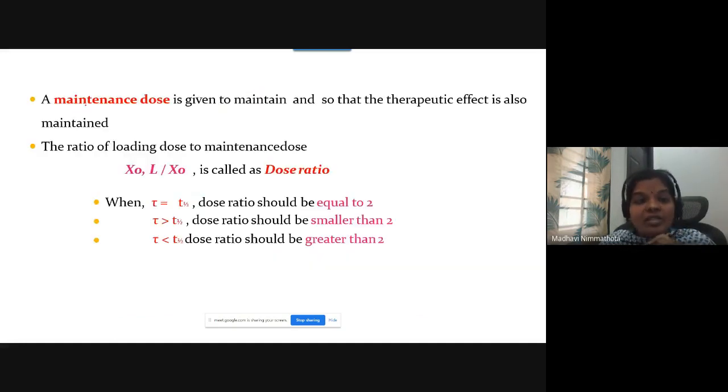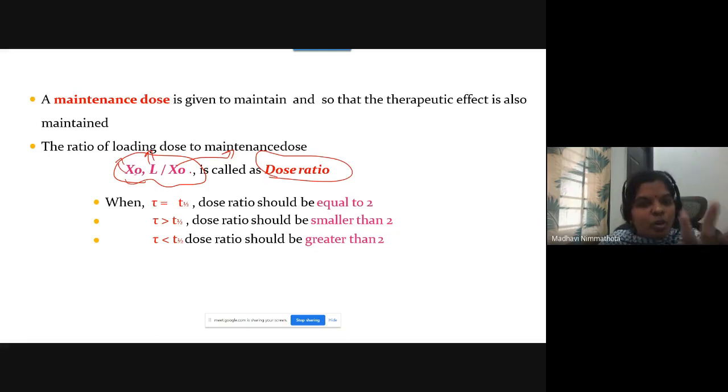And then what is the use of the maintenance dose? A maintenance dose is given to maintain the therapeutic effect. Okay, the ratio of loading and maintenance dose is called the dose ratio. X0L divided by X0. X0 is the initial amount of the drug. L stands for loading dose and X0 stands for maintenance dose. So here X0L is the loading dose, X0 is the maintenance dose. So the ratio between the loading dose and maintenance dose is called the dose ratio.